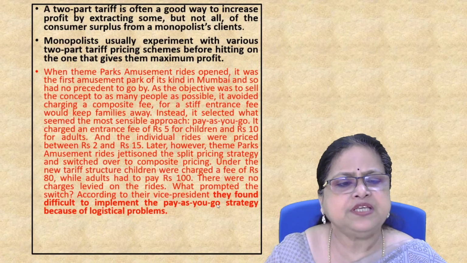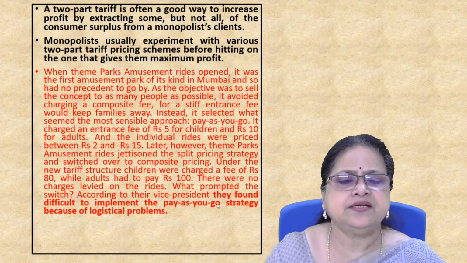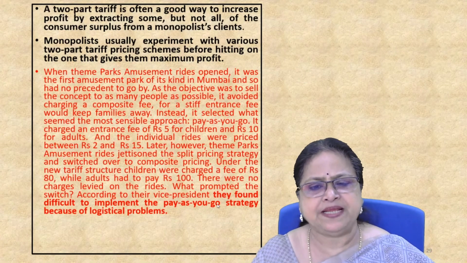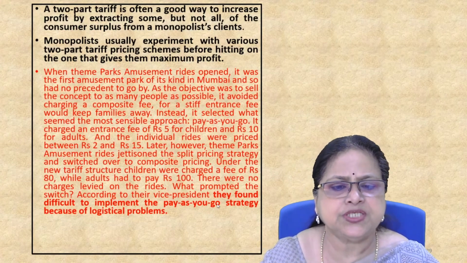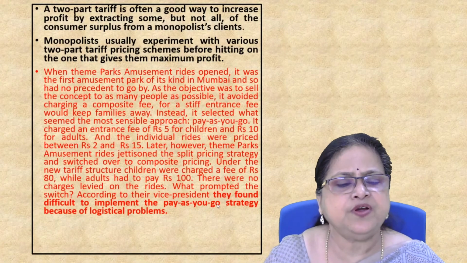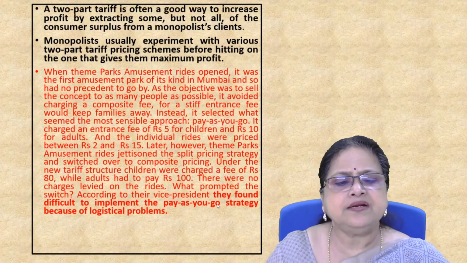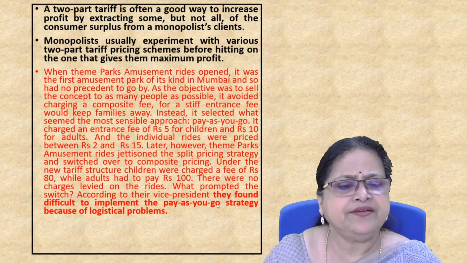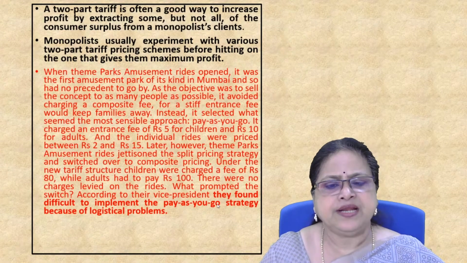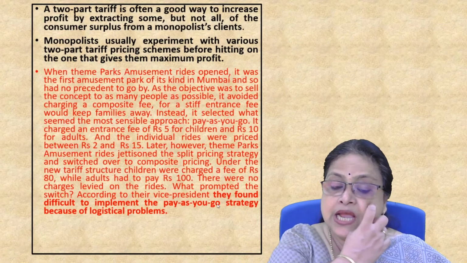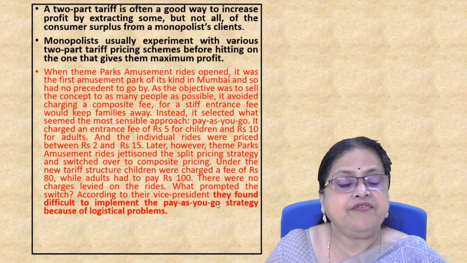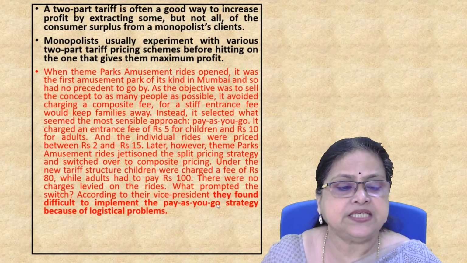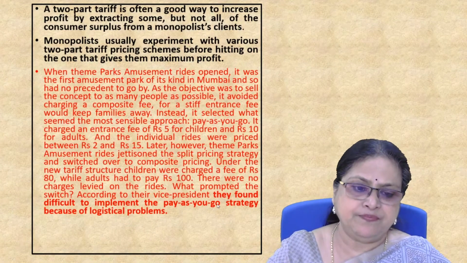Later, however, Theme Park's amusement rides jettisoned the split pricing strategy and switched over to composite pricing. Under the new tariff structure, children were charged a fee of rupees 80 while adults had to pay rupees 100. There were no charges levied on the rides. What prompted the switch? According to their vice president, they found it difficult to implement the pay as you go strategy because of logistical problems.